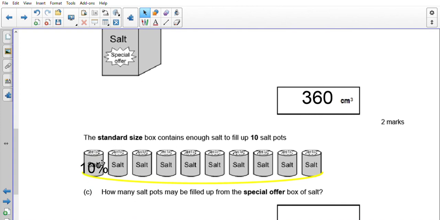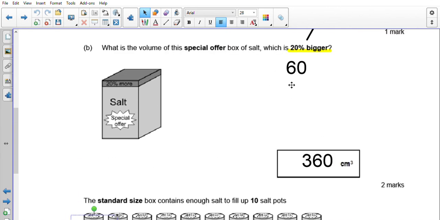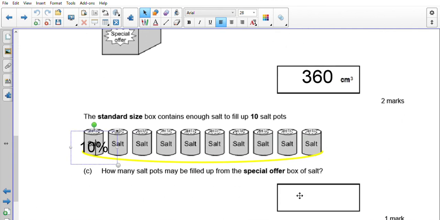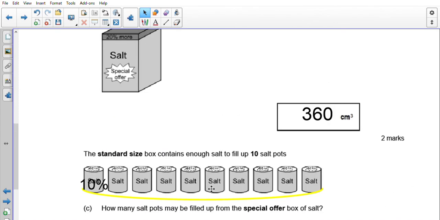So if I drop each one of these as a 10%, that's 10, 20, 30, 40, 50, 60, 70, 80, 90, 100. So 10 salt pots, well, if I've got 20% extra more, each one of those is 10%, so that's going to give me an extra 2 salt pots. How many more salt pots can be filled up with special offer box salt? 2. So it's going to be 12 boxes in total.